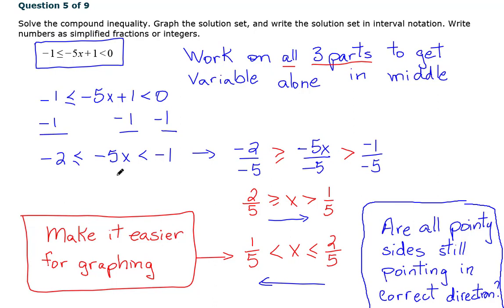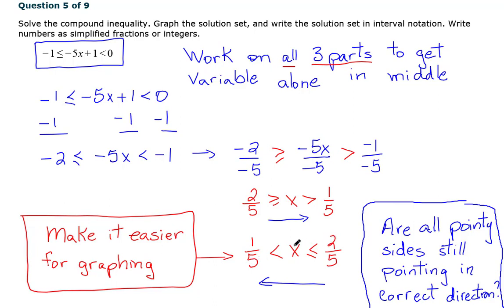But wait, if I divide or multiply by a negative, all inequalities must reverse. So here's me dividing by minus 5. This inequality turns around, so does that one. A negative over a negative is a positive, and so we've got 2/5 greater than or equal to x greater than 1/5. We can turn it around. Just make sure everything is pointing the way it was before.